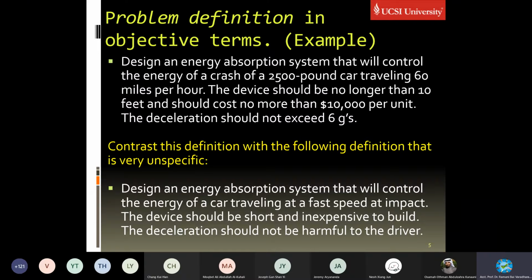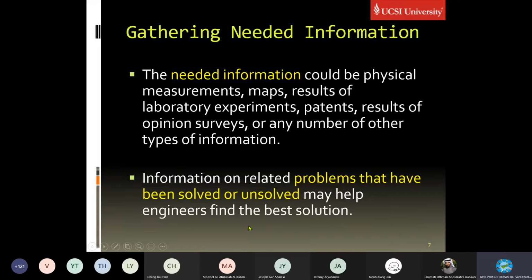This is a very good example of a design for which they are designing an energy absorption system. In the same way, see here, the gentleman B has written it this way: no information at all, just fast speed, and it should be short, not expensive. Deceleration should not be harmful to the driver. That's it. There is no mention of any parameters. Please beware of this when you do your design problem statement, either in your capstone or in the future. Make it very specific. Have a plan. By reading many materials, you will have some idea how to do that.